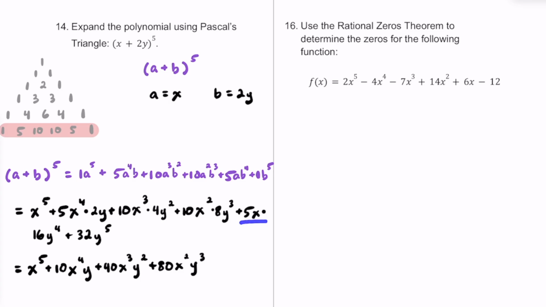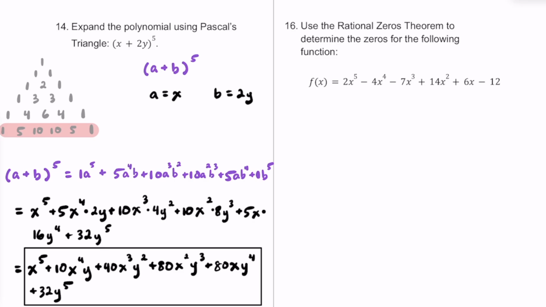Then we have this 5x multiplied by 16y to the 4th power, so 5 times 16 is going to be 80. So we have 80 times x times y to the 4th power. And then we have this last term of plus 32y to the 5th power, which we can't actually simplify at all. So I'm just going to write plus 32y to the 5th power. All right, so this right here would be the expanded version for that binomial raised to the 5th power.